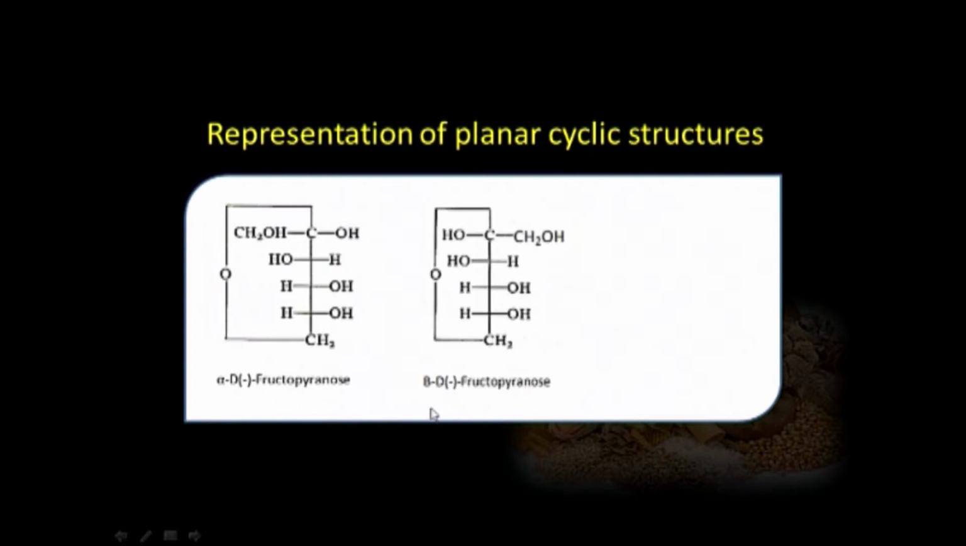Say this is beta D minus fructopyranose. This is another anomer for fructose. The ring is 6-membered, and it is a beta anomer.